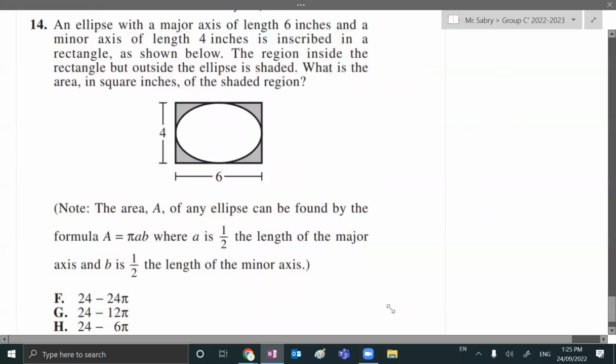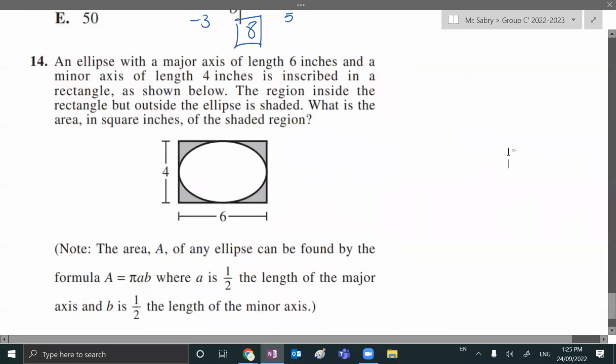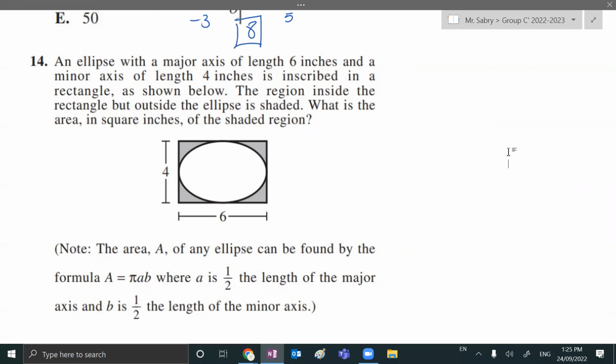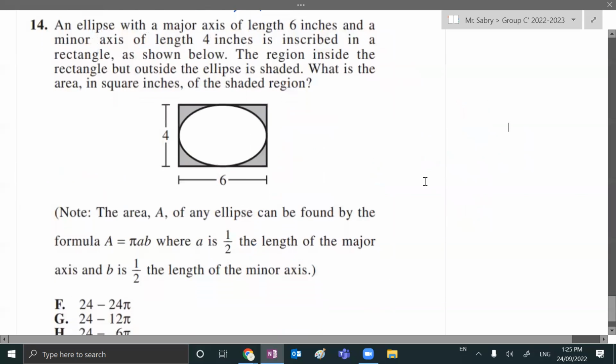Now this is a very common type of question. The shapes that are not so commonly used, like for example the ellipse, they will give you the rule for it. So that's exactly what they did here. They said an ellipse with a major axis of length 6 inches and a minor axis of length 4 inches. They showed you here what's the major and which is the minor. And they said the region inside the rectangle but outside the ellipse is shaded, which is this gray region. They want to know what is the area of the shaded region.